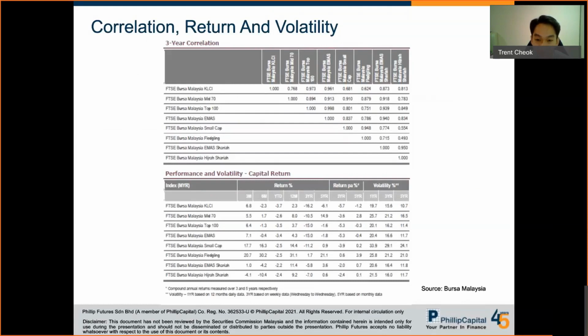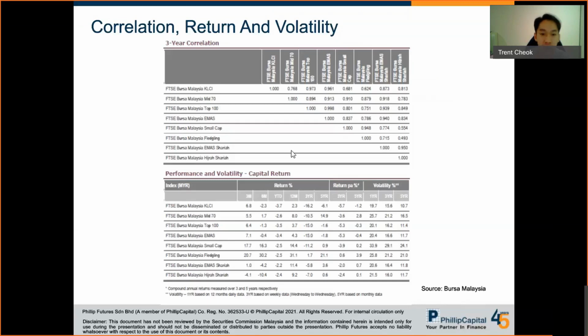So it's at 76.8% of the time, the FM70 index will move in tandem with KLCI. Okay, so let's say today KLCI goes up. There's a 76.8% chance that the FM70 index will also go up. Okay, so this is what is meant by correlation.